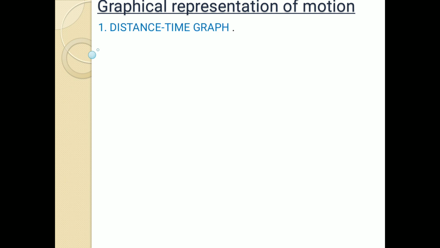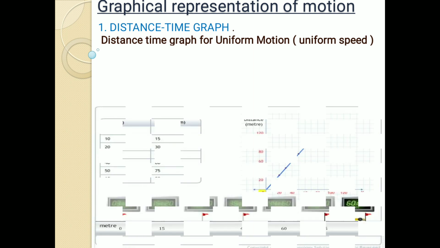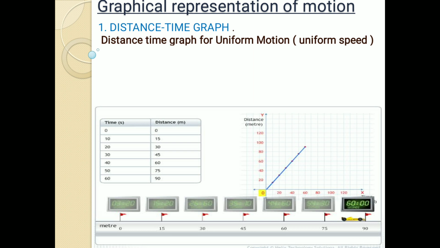So the first one is the distance time graph. The distance time graph, in short you can call it a DT graph also. First is the distance time graph for uniform motion. After that we'll discuss the distance time graph for non-uniform motion. Uniform motion is nothing but uniform speed. Already you know that. So this is a distance time graph.